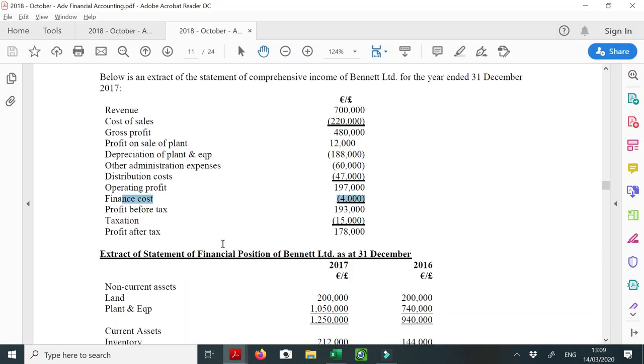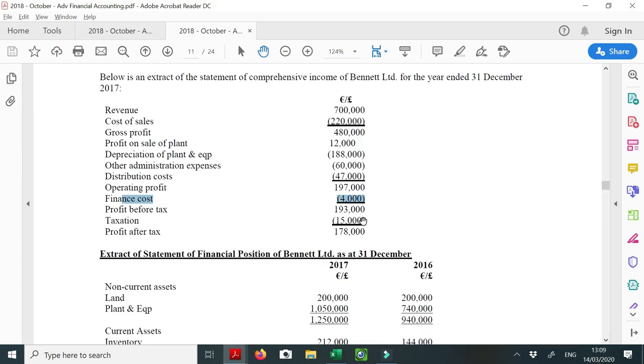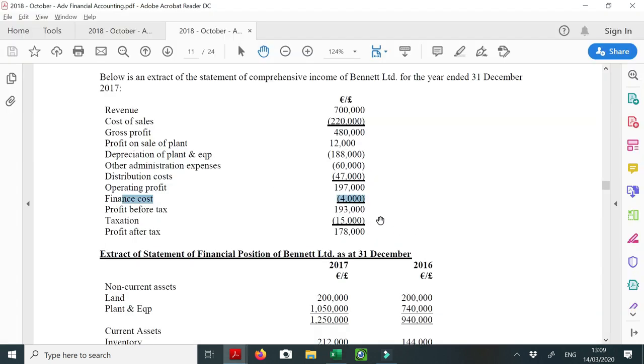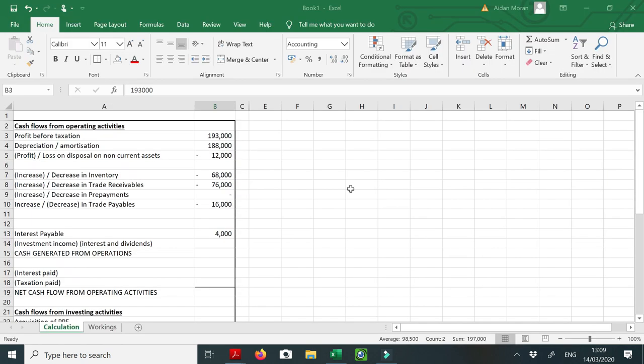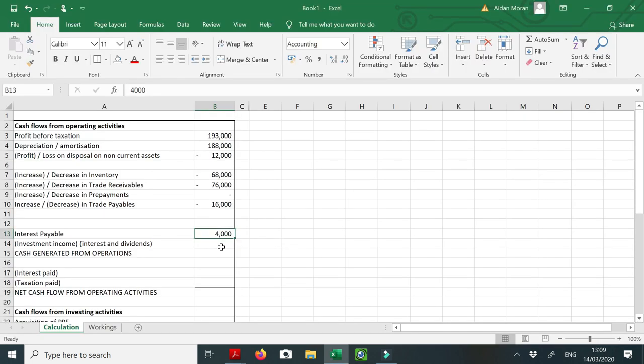So I should have started with my profit before tax. If you start with your profit before tax, it's 193. And I'm going to put in the 4 here to give you the 197. If you start with your profit before interest and tax, you're going to start with the 197. So it doesn't really matter which one you start with. If you start with the 197, you're not going to add back the 4 down here. If you start with the 193, you will add back the 4. I would do it that way. I would start with your profit before tax. Okay.